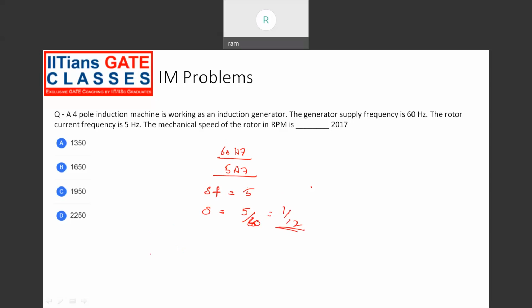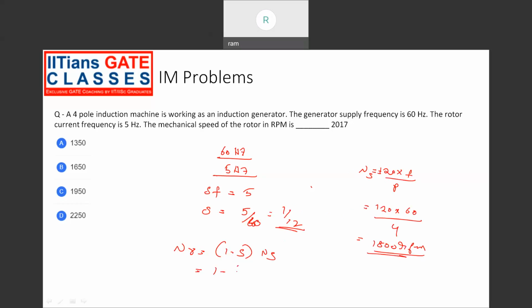Now they're asking us the speed of the rotor, right? That is Nr, equal to (1 minus S) into Ns. Ns equals 120 F by P, so that is 120, frequency is 60 Hz, by 4 poles. So that is 1800 RPM. 1 minus 1 by 12, into 1800. So if we solve this, we'll be getting 1650 RPM. So option C.